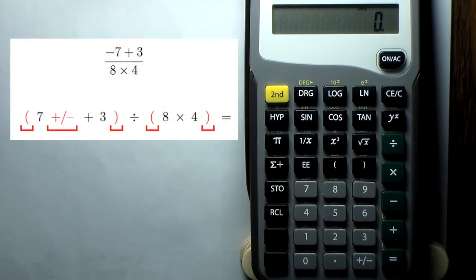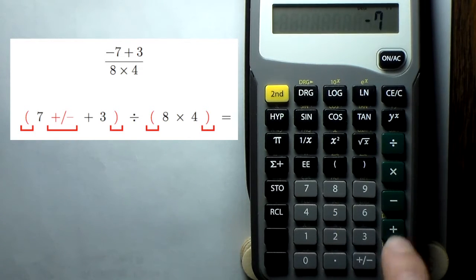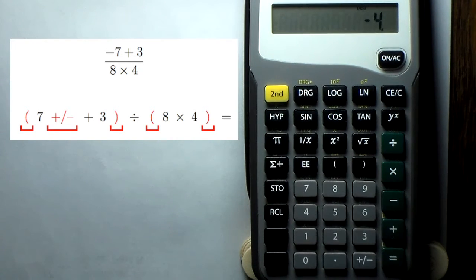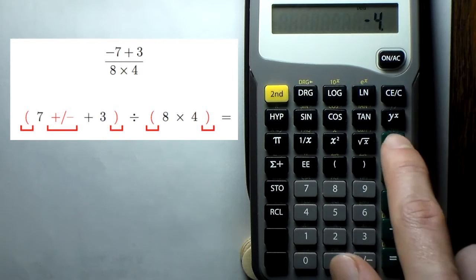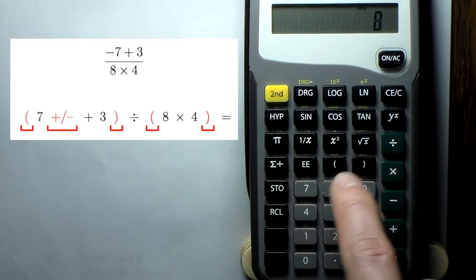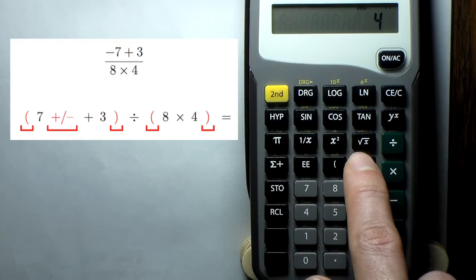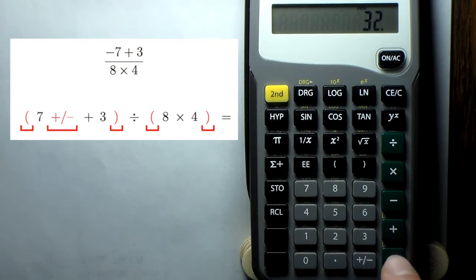All right, for this next example here, we're going to have a negative 7 plus 3 in the numerator, and then 8 times 4 in the denominator. So again, starting our parenthesis, we're going to have negative 7 plus 3, close the parenthesis, which of course is negative 4. Then you go here and divide that by 8 times 4. Close the parenthesis. 8 times 4 is of course 32. Hit the equal sign and we get negative 1/8, which works out to be a negative 0.125.